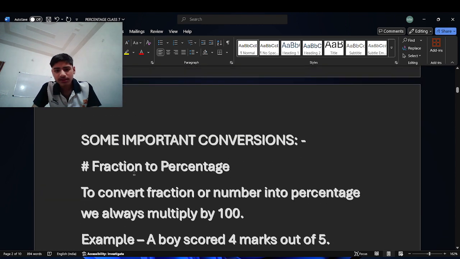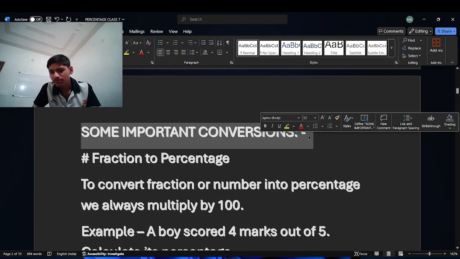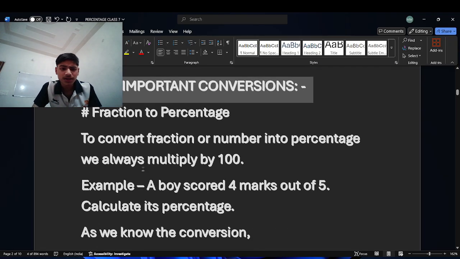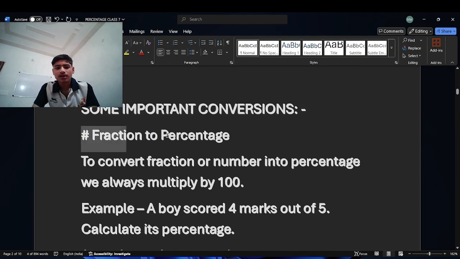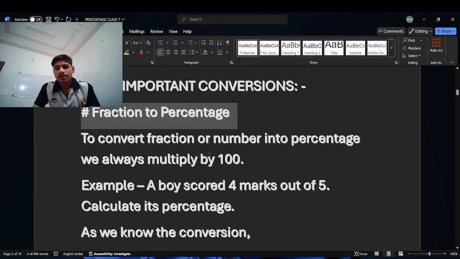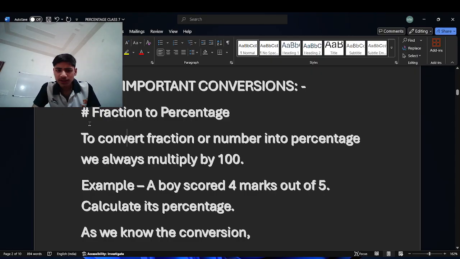Moving further, there are some important conversions that you should know, because most of the questions come with this conversion. Fraction to percentage and percentage to fraction, we will do both. To convert a fraction or number into percentage, we always multiply by 100. You will get the percentage.